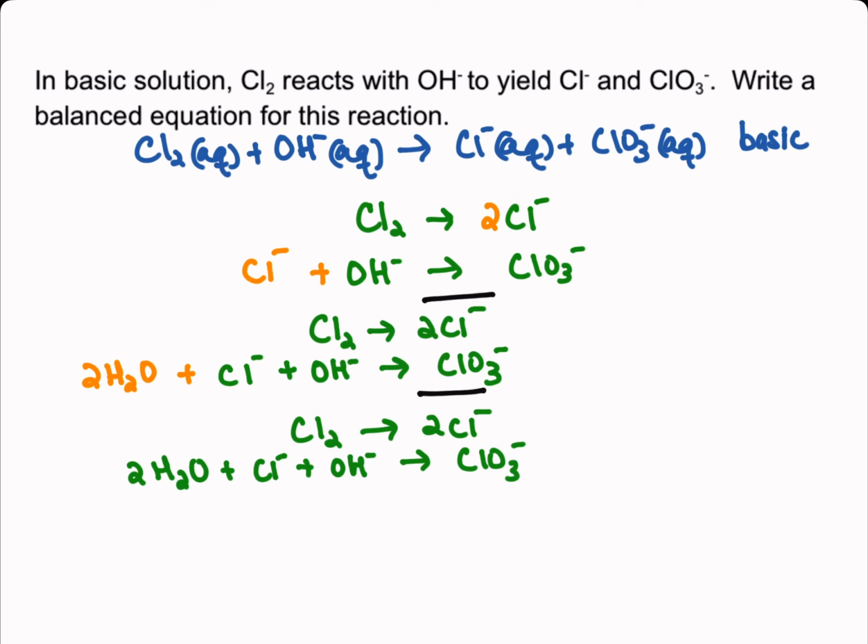The next thing we want to do is balance out our hydrogens. The first equation doesn't have any hydrogens. Let's take a look at the second. The second has 2 times 2 is 4, plus this one is 5. So I need 5 H pluses. Now, this is a basic solution, so I'm going to have to add as many OH minuses as there are H pluses on both sides of the equation. So 5 OH minuses, 5 OH minuses. Okay, let's do a cleanup here.